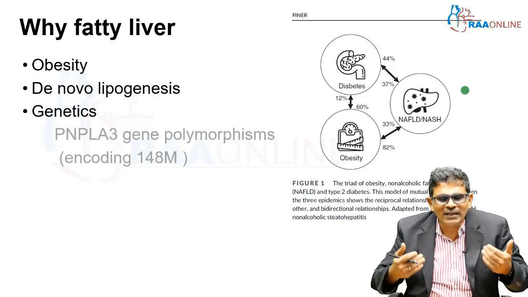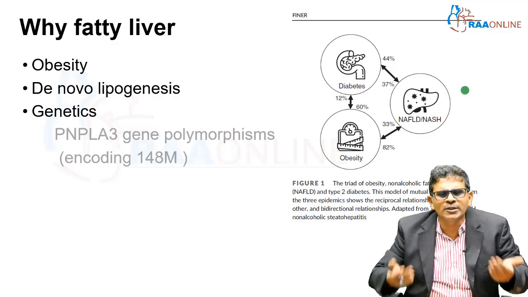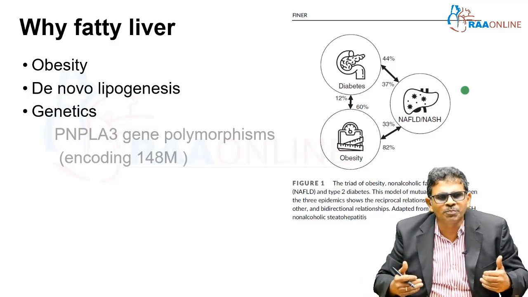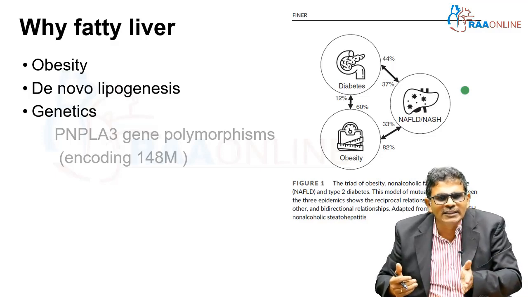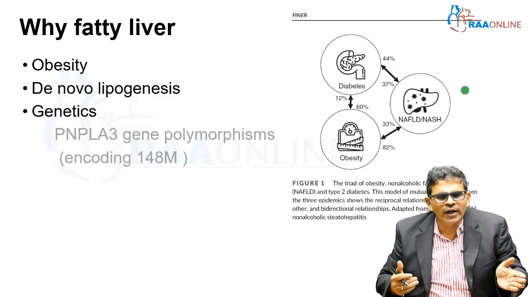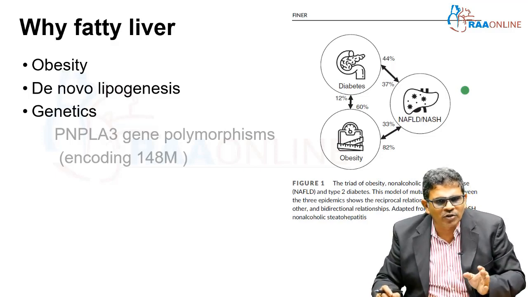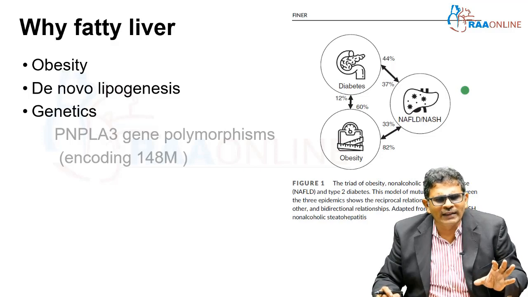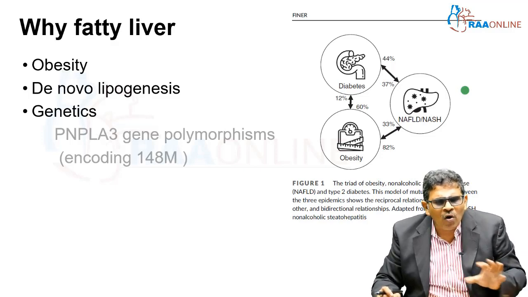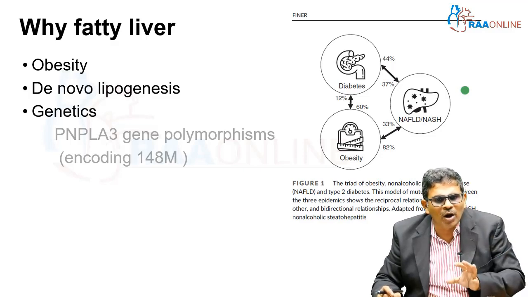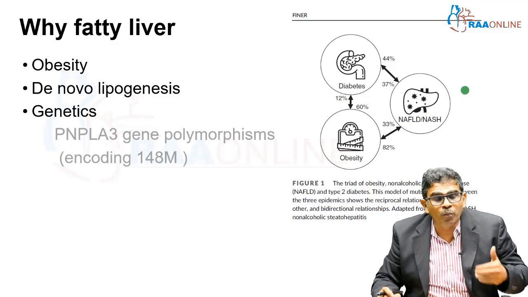The third thing is, I keep telling, people who are predisposed to fatty liver. What do we mean by predisposed? Predisposed individuals are the ones who have the PNPLA3 gene polymorphism, which encodes the allele I148M. There are some genome-wide association studies, typically around 2010-12. In all these studies, they showed that when people had this PNPLA3 gene polymorphism, they were more prone to developing fatty liver and the complications were higher.